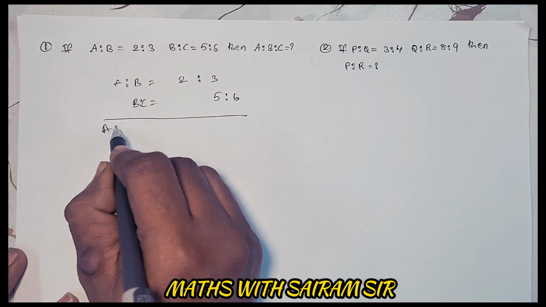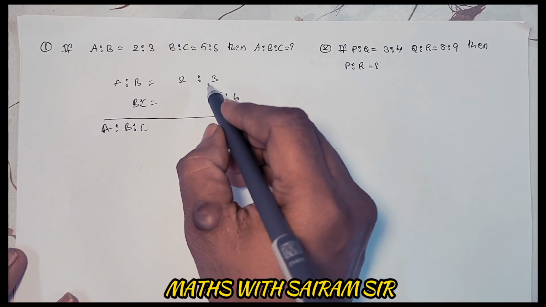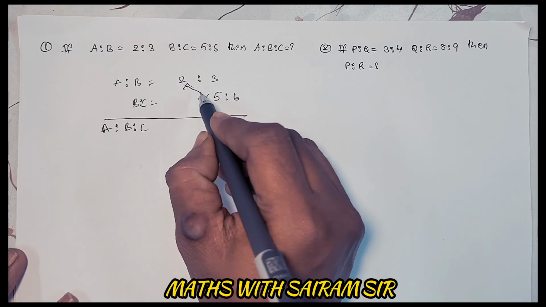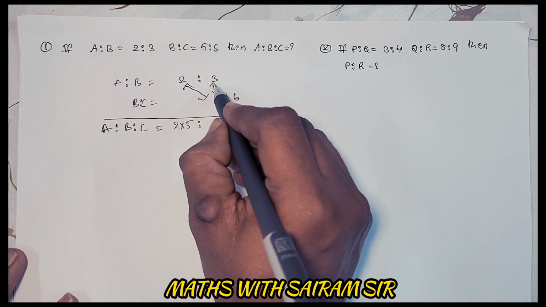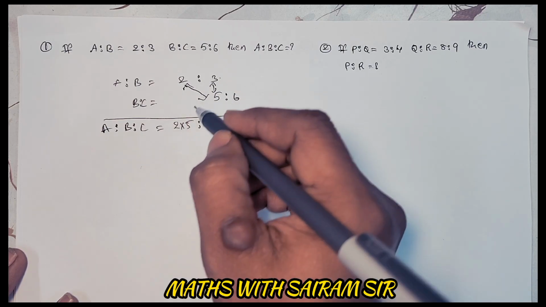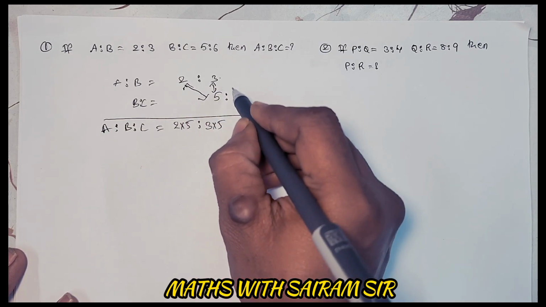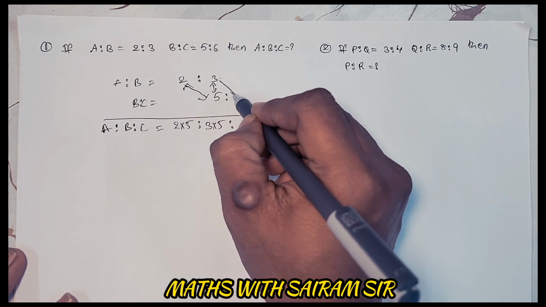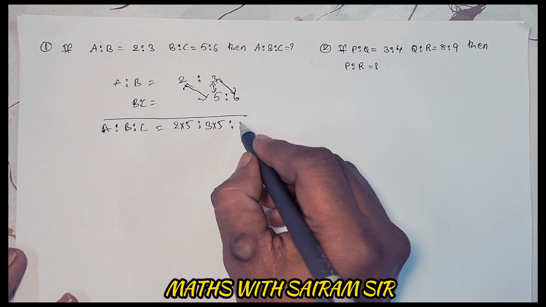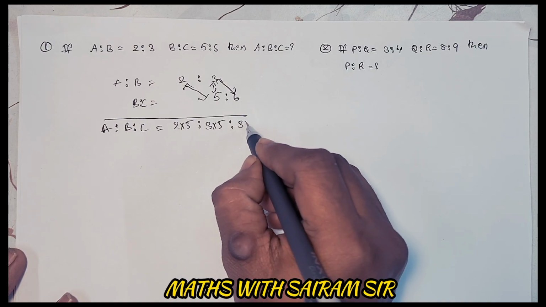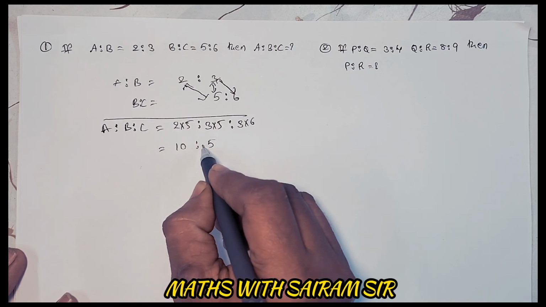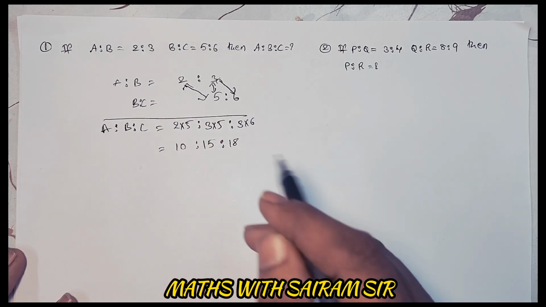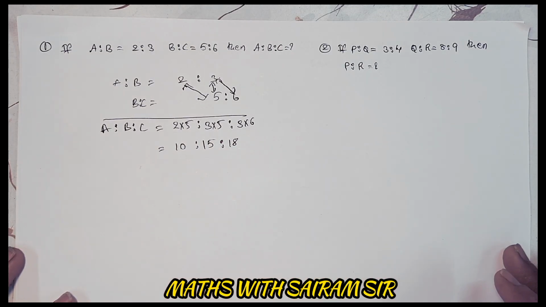Then in order to find out A is to B is to C, what we need to do? We need to multiply the first terms. So 2 into 5 is to, then multiply the second term in the first ratio to the first term in the second ratio, that is 3 into 5, and to get the last term you need to multiply the two second terms in the two ratios, that is 3 into 6. So this is 10 is to 15 is to 18. So our answer is what? A is to B is to C is 10 is to 15 is to 18.